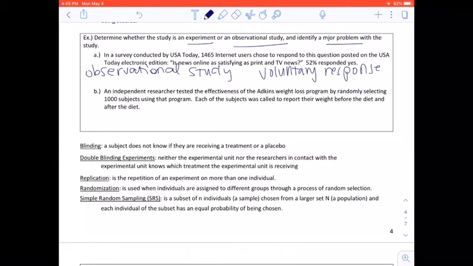Part B says an independent researcher tests the effects of the Atkins weight loss program by randomly selecting 1,000 subjects using that program. Each of the subjects was called to report their weight before the diet and after the diet. So this is an experiment. The treatment that they're dealing with is an Atkins diet, which is a high-fat, high-protein diet. So this is going to be an experiment. I know it doesn't ask for it, but the treatment is the Atkins diet.